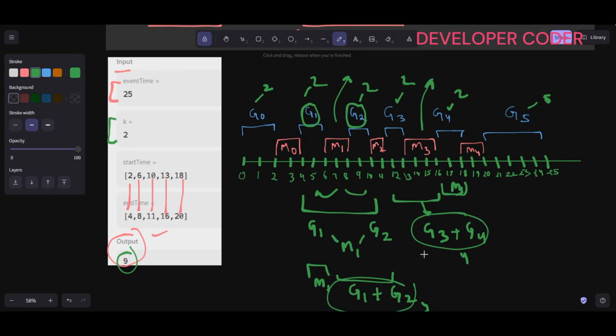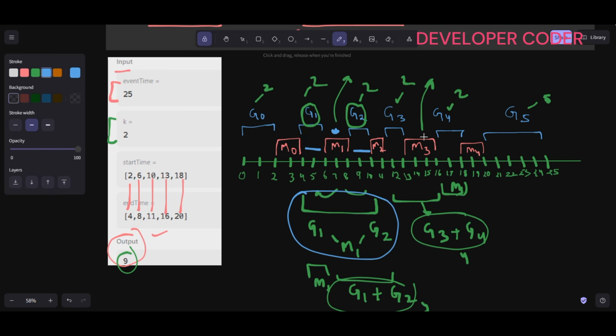Okay, so in that case I'm getting this. But now think about this. If you see here, just for this meeting m1, g1 and g2 are getting impacted also, right? We are impacting this free time for this particular meeting, if I'm rescheduling this meeting to the left or right side.